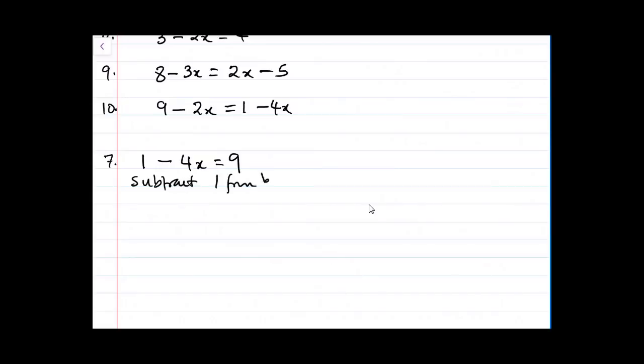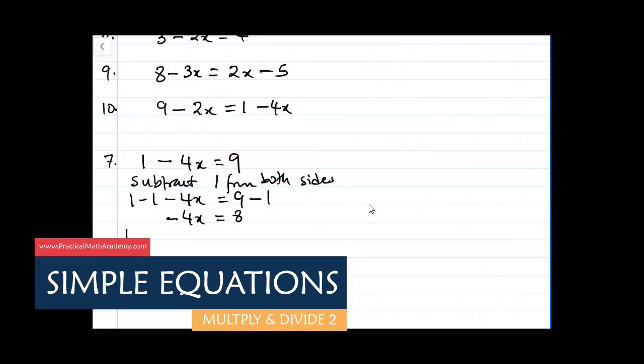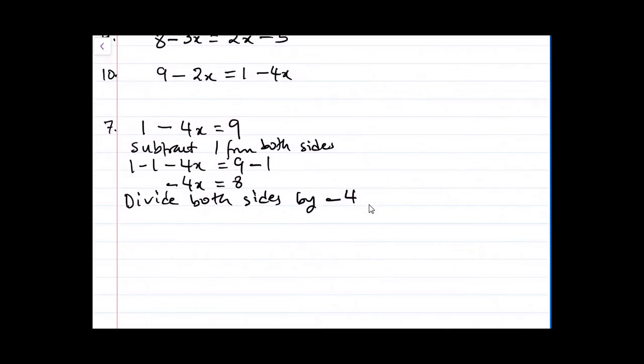1 from both sides. So when we subtract 1 from both sides, it will be 1 minus 1 minus 4x, and then 9 minus 1. So 1 minus 1 cancels out to give us 0, and 9 minus 1 will be 8. Now we want to determine the value of the variable, knowing fully well that our coefficient is minus 4. So we'll say divide both sides by minus 4. We want to make sure that we get that one correct.